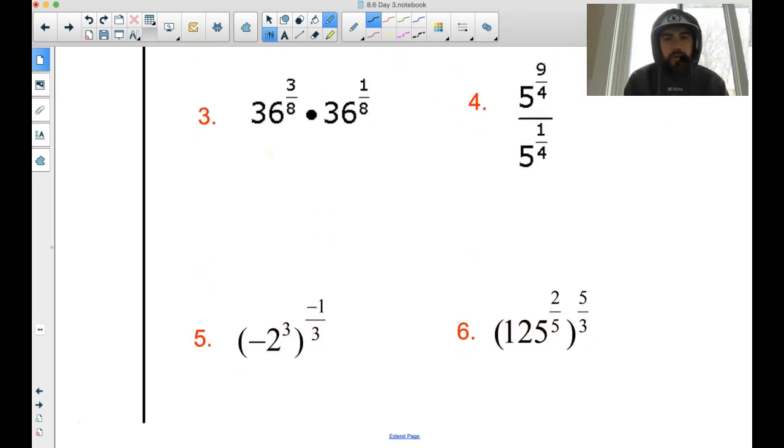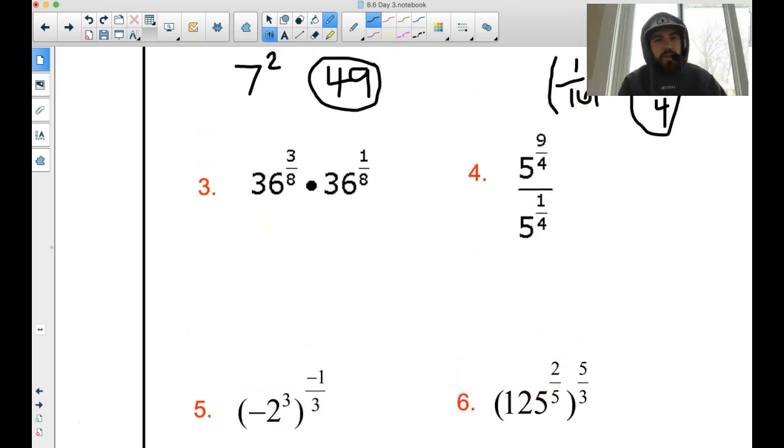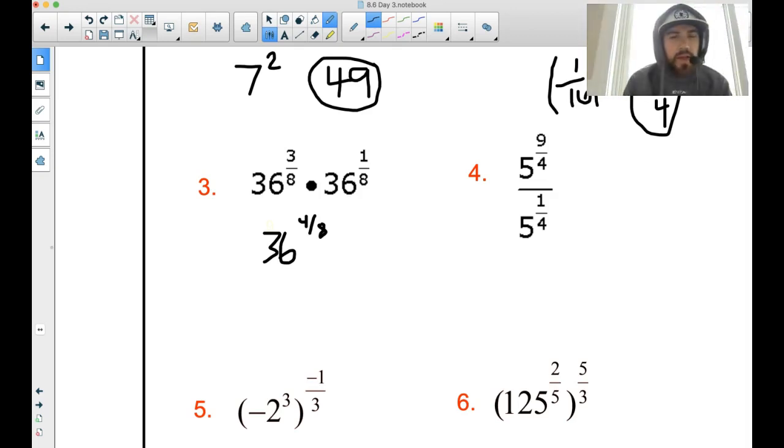All right, couple more. 36 to the 3/8 times 36 to the 1/8 is the same as 36 to the power times a power. You're going to add, that would be 4/8. 36 to the 4/8, that's just the same as what, people? Half. 36 to the half power, that's the same as a square root, which is 6.